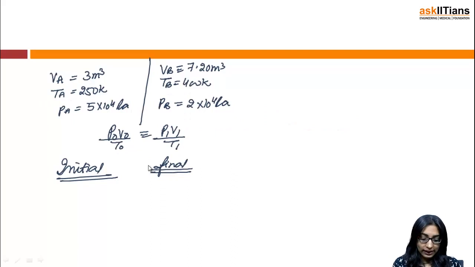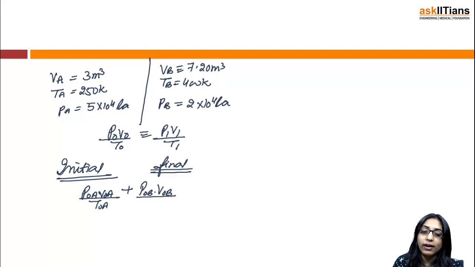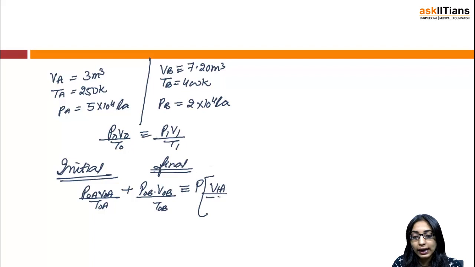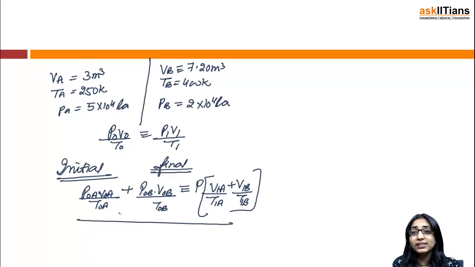Now, once we know this, I can begin with P naught A into V naught A divided by T naught A plus P naught B into V naught B divided by T naught B is equal to the final pressure, divided by V1A over T1A plus V1B over T1B. And why have I written this equation? Because the two containers are now in equilibrium, that means this is the equilibrium state, and hence we can use the same equation.